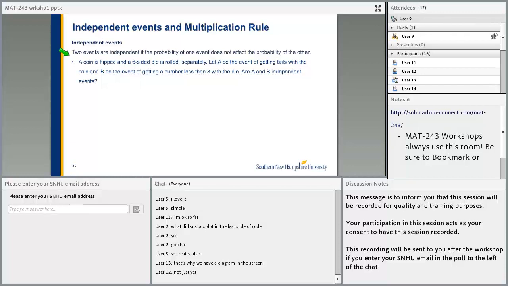Independent events and the multiplication rule. Two events are independent if the probability of one event does not affect the probability of the other. A coin is flipped and a six-sided die is rolled separately. Let A be the event of getting tails with the coin, B be the event of getting a number less than 3 with the die. So A and B are independent events, because the probability of one thing happening does not affect the probability of the other thing happening.